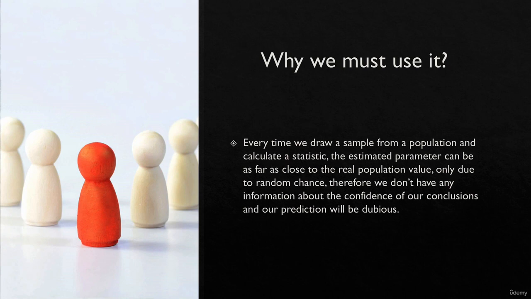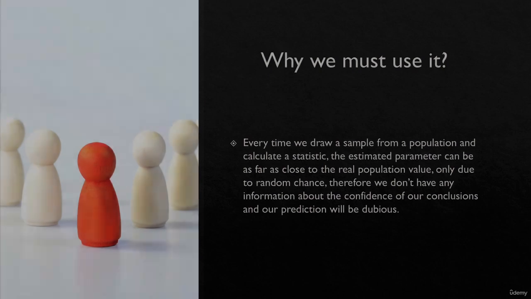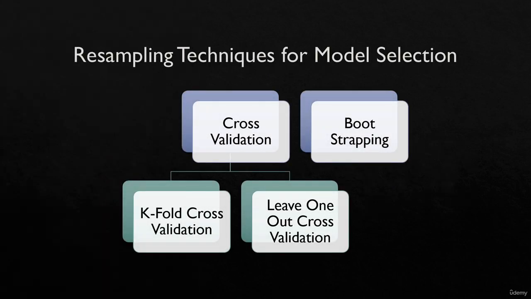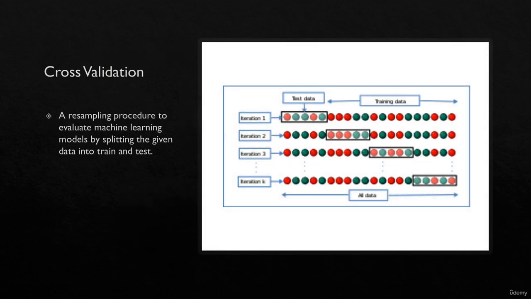Whenever we are performing model selection, some of the commonly used resampling techniques are cross-validation and bootstrapping. Under cross-validation, we've got the k-fold cross-validation technique and another method called leave one out cross-validation. So let's understand what exactly cross-validation is. It's a resampling procedure to evaluate machine learning models by splitting the given data into train set and test set.